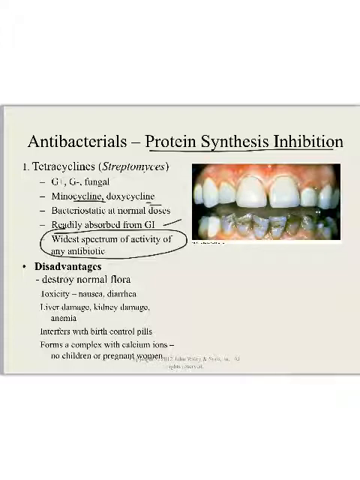get absorbed really well. However, because they're very broad, they can destroy the normal microflora, and they can cause nausea, diarrhea, liver damage, kidney damage. They interfere with birth control pills, so you want to be careful if you're on the pill and you start taking these antibiotics. And the other thing is they bind calcium ions.